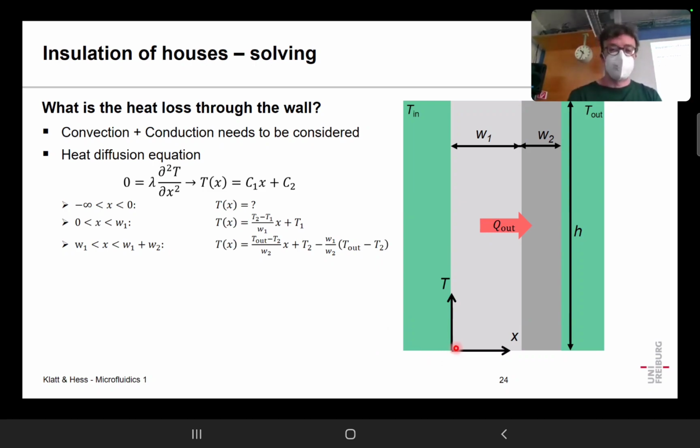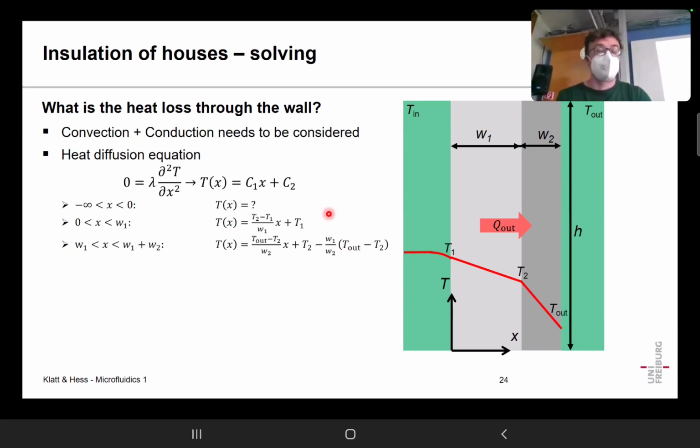So from -infinity, so from the left-hand side, up to the wall, position x equals 0, we have this temperature distribution, which is described by the convective heat transfer. For the inner wall, 0 to W1, that's exactly what we had before. And for the outer wall, from W1 to W2, we have the same, but we don't know what T2 really is. So you're doing the same, assuming that you know a temperature T1 here, T2 here, and it becomes a little more clear in the next step.